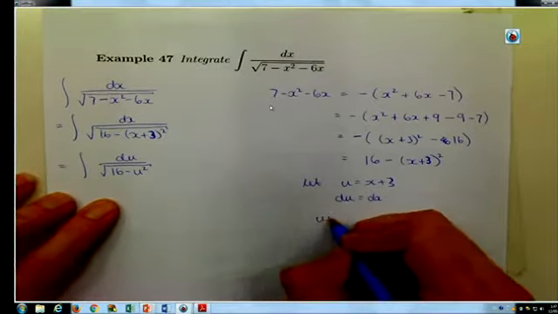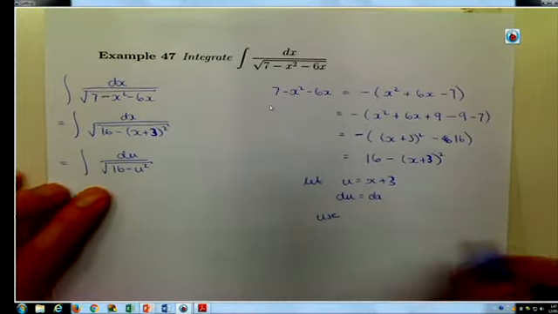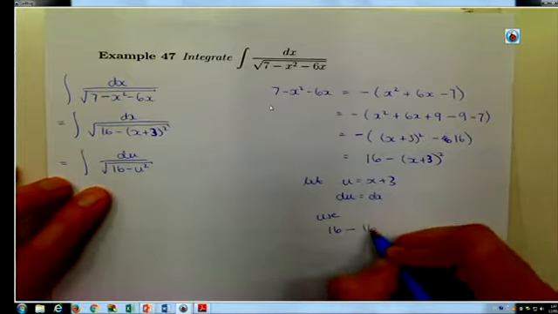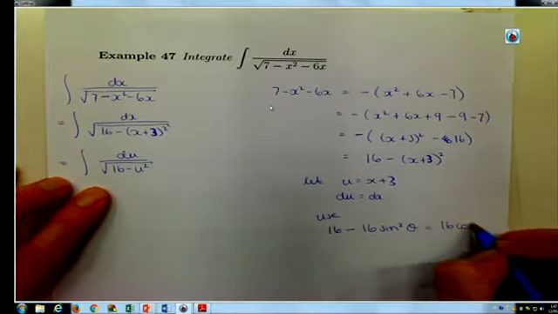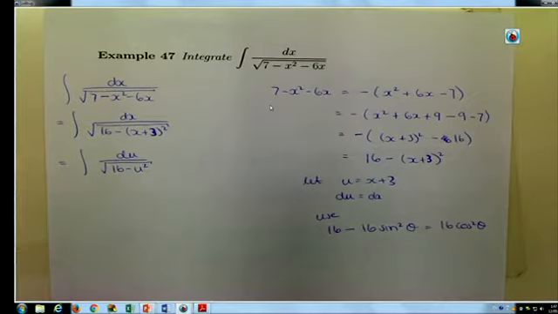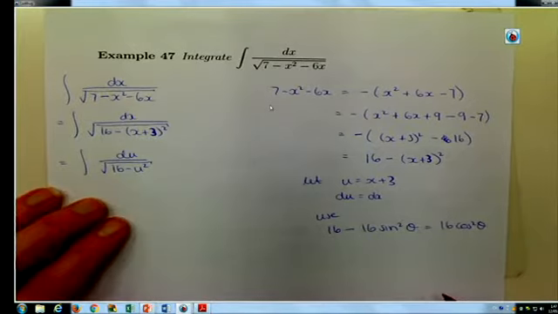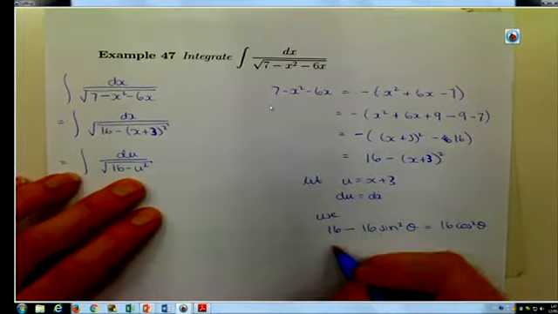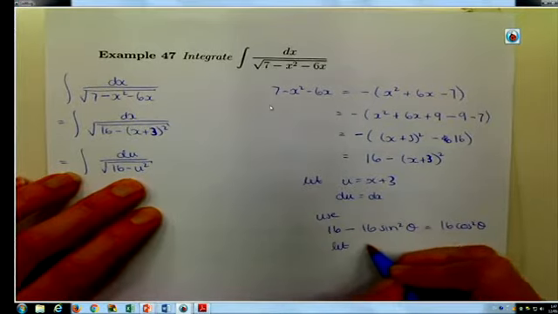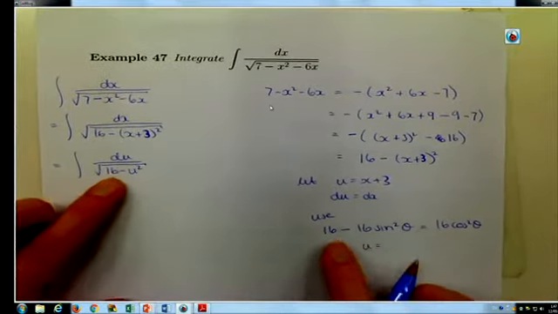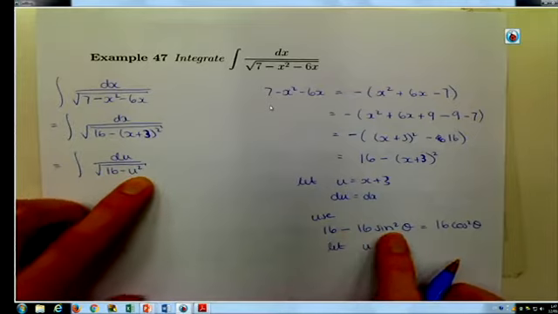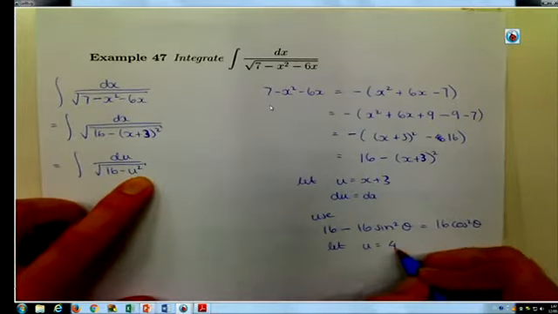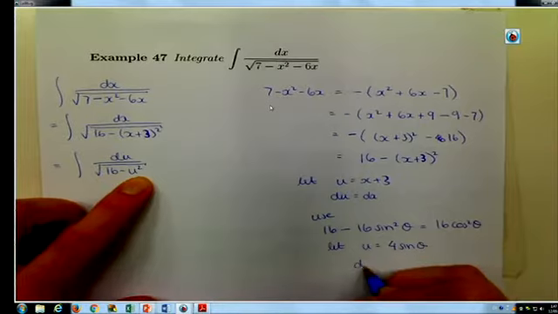So I'm going to multiply it by 16. 16 minus 16 sine squared theta. Okay, so the 16s match up, the minus matches up. That means 16 sine squared has got to be u squared. So u is going to be 4 sine theta.